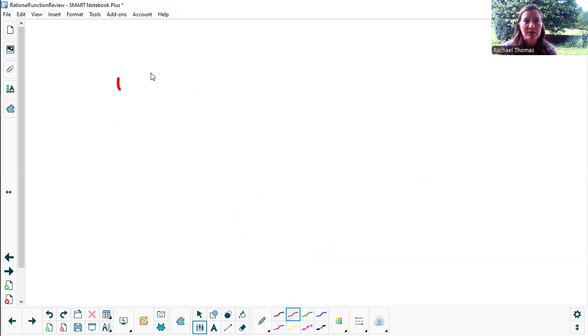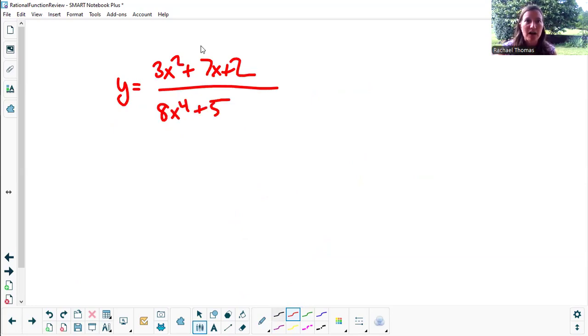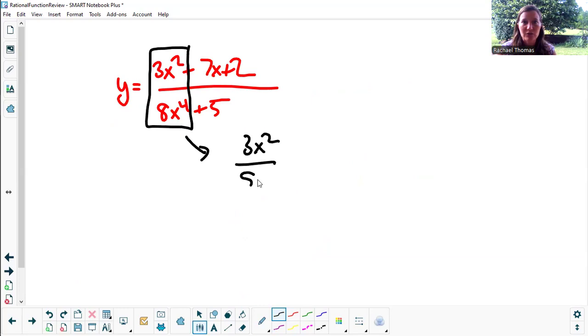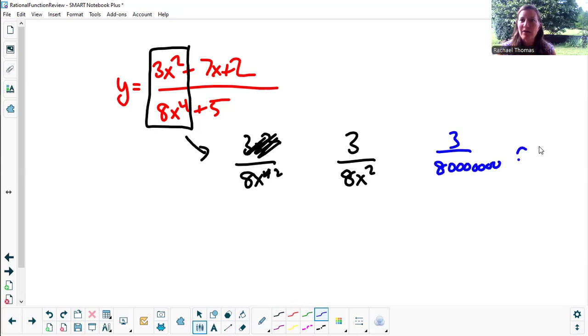So if I have, say, 3x squared plus 7x plus 2 over 8x to the 4th plus 5, when I look at the highest powers of x here, 3x squared over 8x to the 4th, if I simplify this, I get 3 over 8x squared. Think about what will happen to this number as x gets very, very large. You see how that fraction, as x gets really, really big and that denominator gets really, really big, actually gets close to 0. So we can say if the denominator wins, it goes to 0. The horizontal asymptote will be at 0.